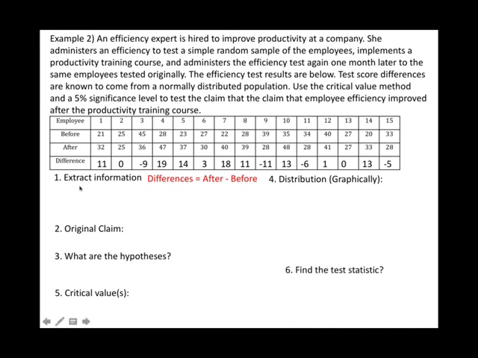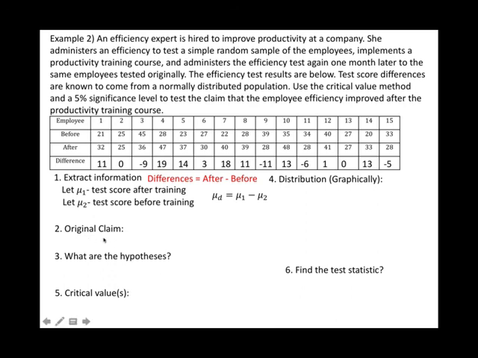So for number 1 again, tell me which one is going to be your mean 1, and which one is going to be your mean 2. So I let the mean 1 be the test score after the training. Okay, after the training. Mean 2 will be the test score before the training. And then we already did, the difference will be the mean 1, after, minus the mean 2, which is your before.